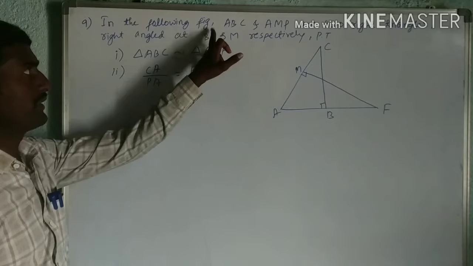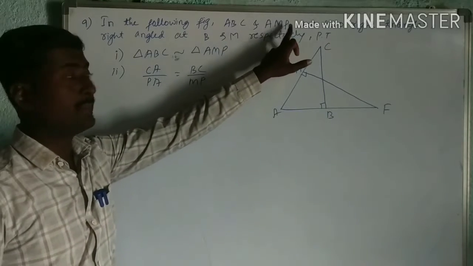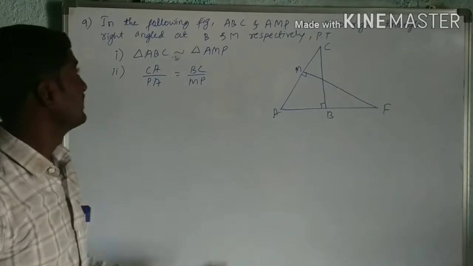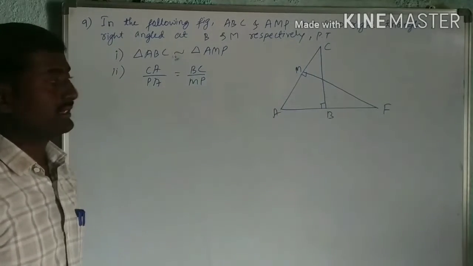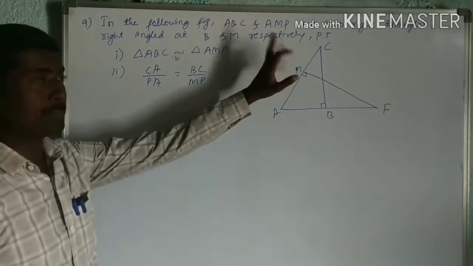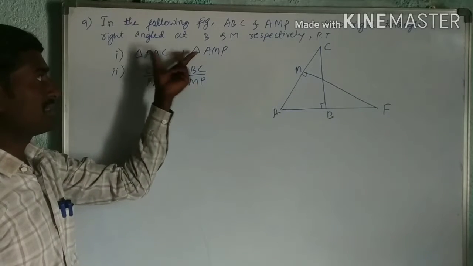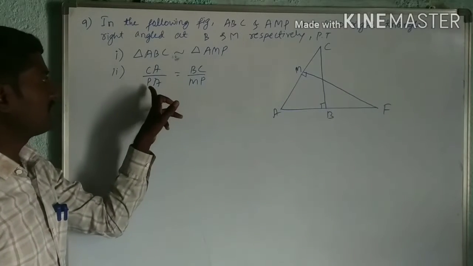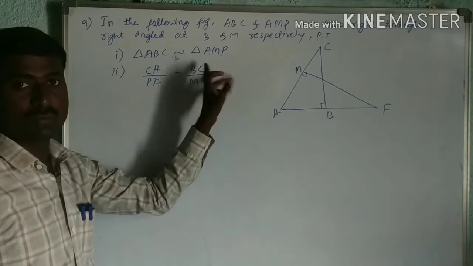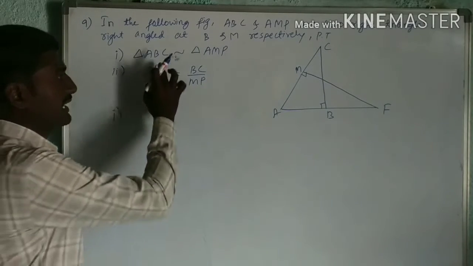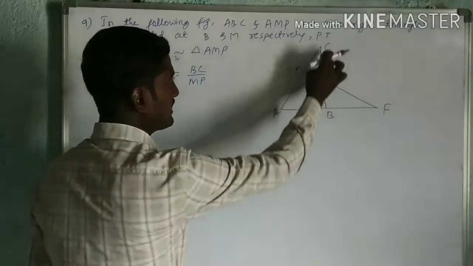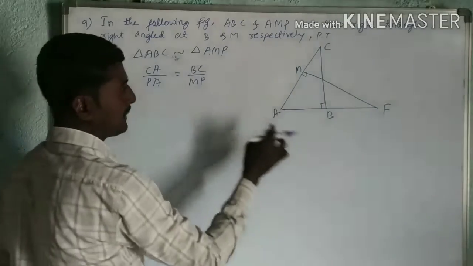Ninth question. In the following figure, ABC and AMP are right triangles, right angle at B and M respectively. Prove that triangle ABC is similar to AMP. Second one, CA by PA is equal to BC by MP. First I'll write triangle ABC, triangle AMP.